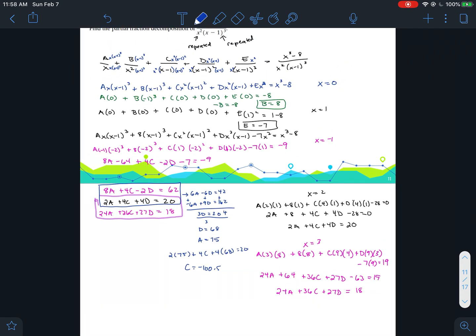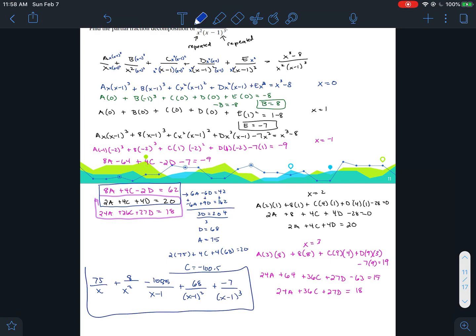So my partial fraction decomposition would be my a was 75, so I would have 75 over x, plus my b was 8, so 8 over x squared, plus my c was negative 100.5, so over x minus 1, plus my d was 68, so that would be over x minus 1 squared. And then my e was negative 7, so that would be over x minus 1 cubed.